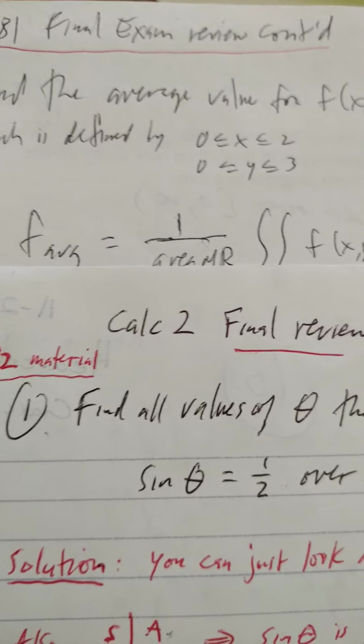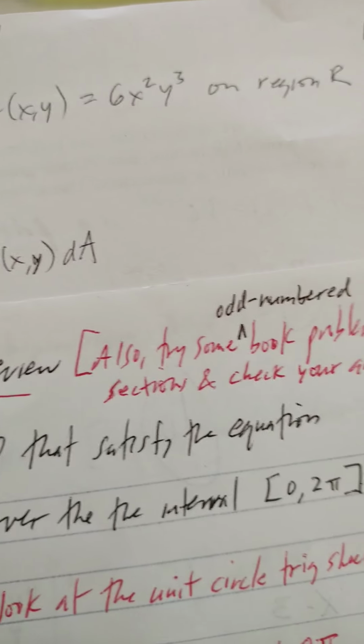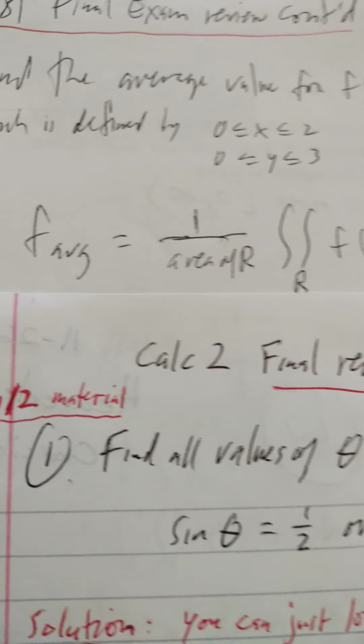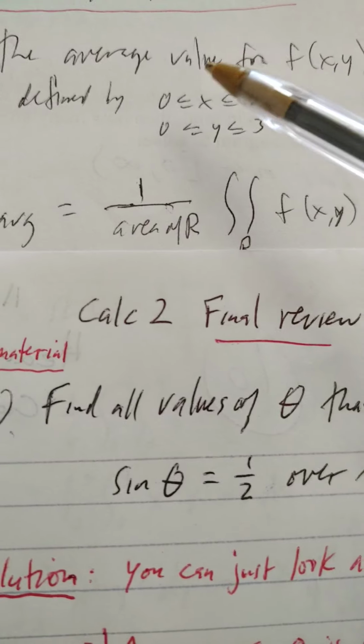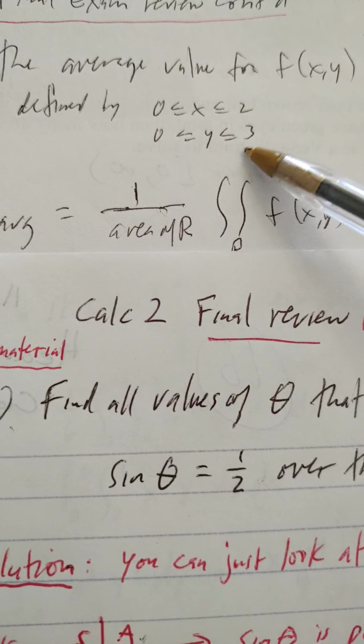So find the average value for f of x comma y equals 6x squared y cubed on region R, where region R is defined to be all x from 0 to 2, all y from 0 to 3.